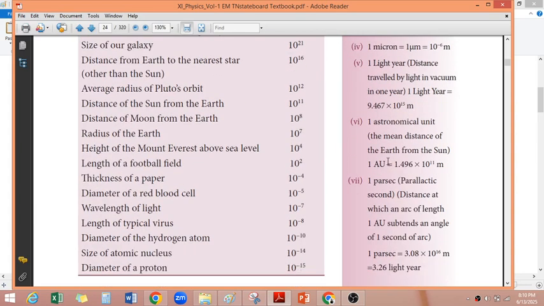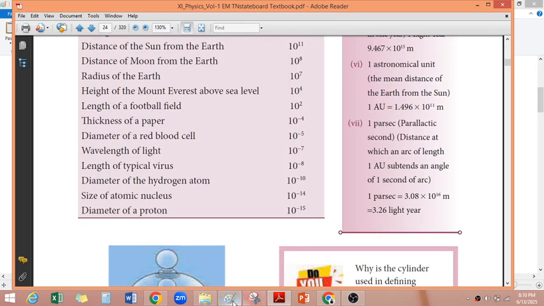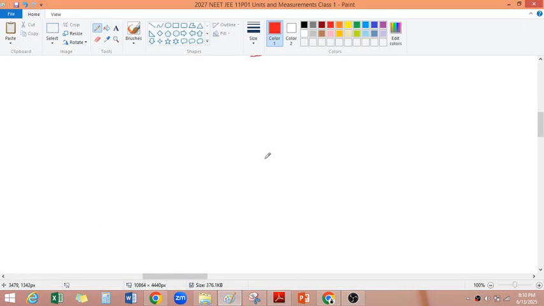Can anyone tell me what is 1 light year? It's a unit of, is it a unit of time or distance or mass? Distance, sir. Distance, okay, very good. Unit of distance.